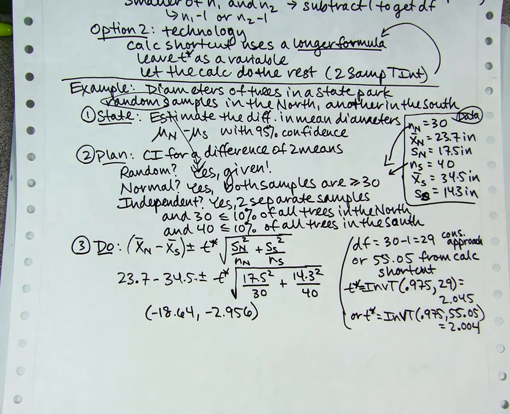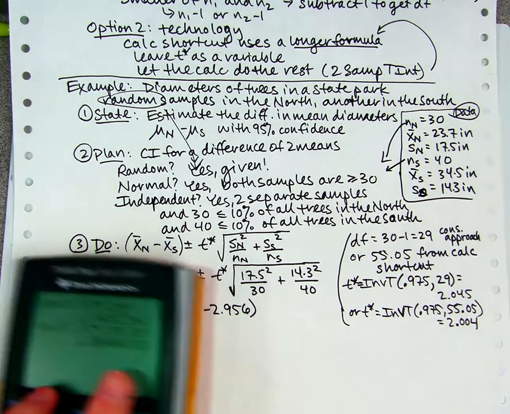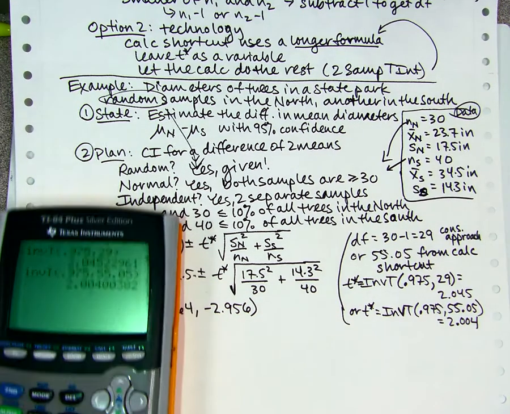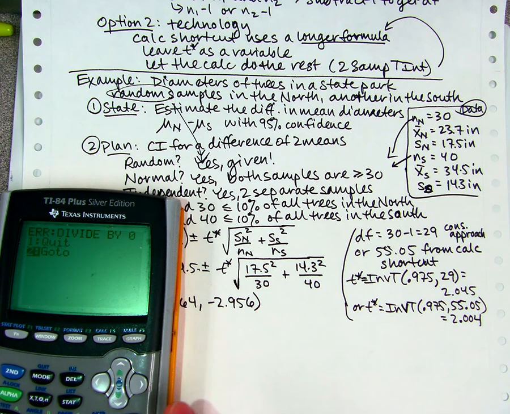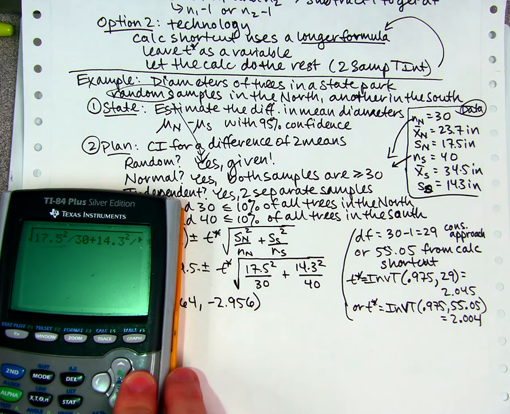So if you're going to put a number here, make sure it matches what you get here. So I'm just curious how much different that formula would come out to be. And I'm going to find out because I really want to know. You don't have to write this part down unless you want to. But 17.5 squared over 30 plus the 14.3 squared over 40. Oops, I did a divide by 0 error. Let's try to type 40 instead. My 4 button is sticky and it doesn't always work. There we go.